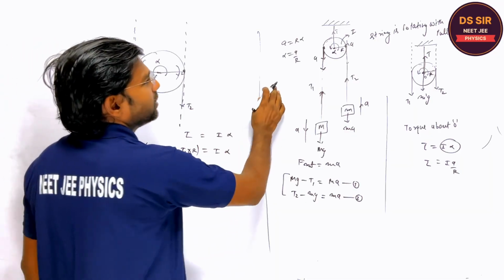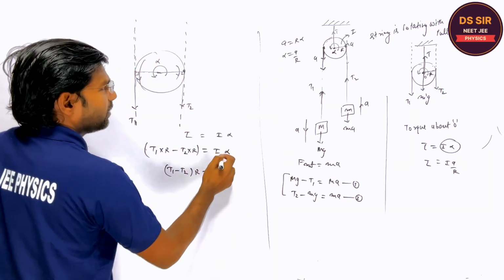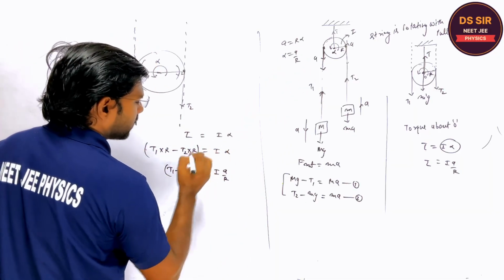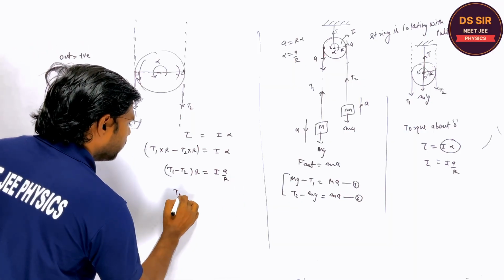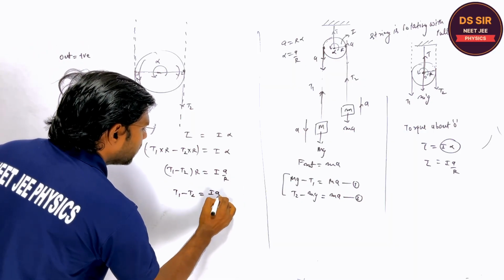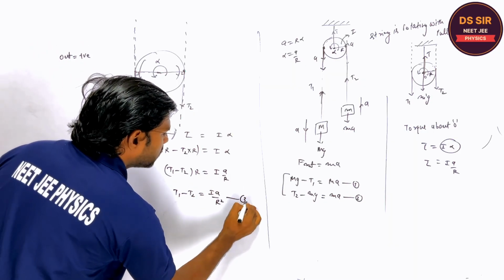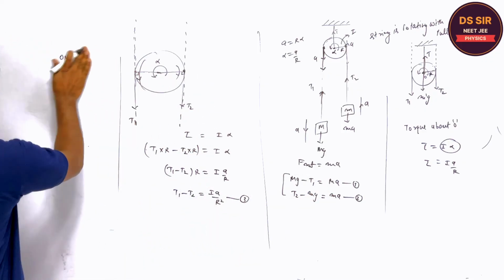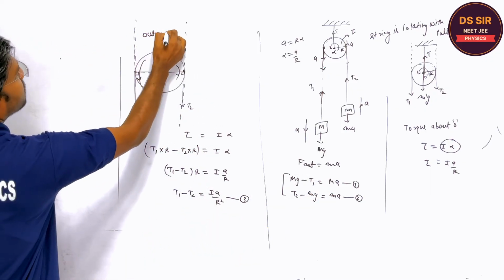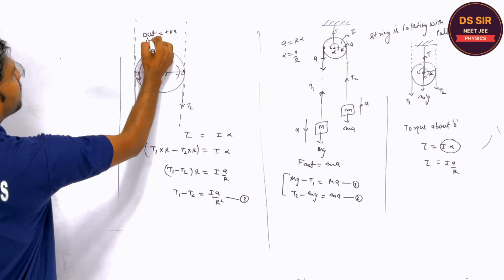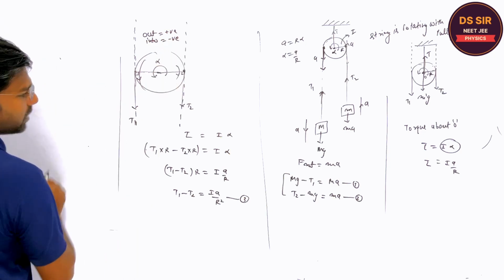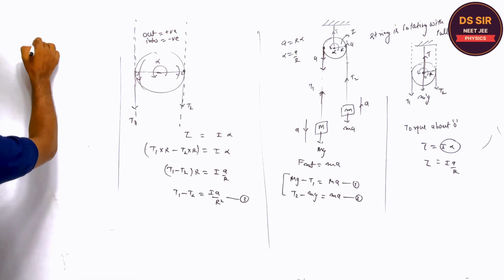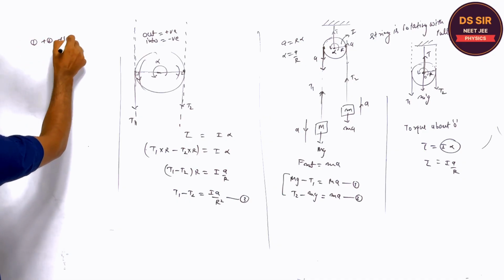And what is the alpha? By the relation, alpha is equal to a by R. So T1 minus T2 is equal to I a upon R square, equation number 3. This is 1, 2 and 3. Add 1, 2 and 3. You can choose the outward direction as positive and the inward direction as negative. So add 1 plus 2 plus 3.